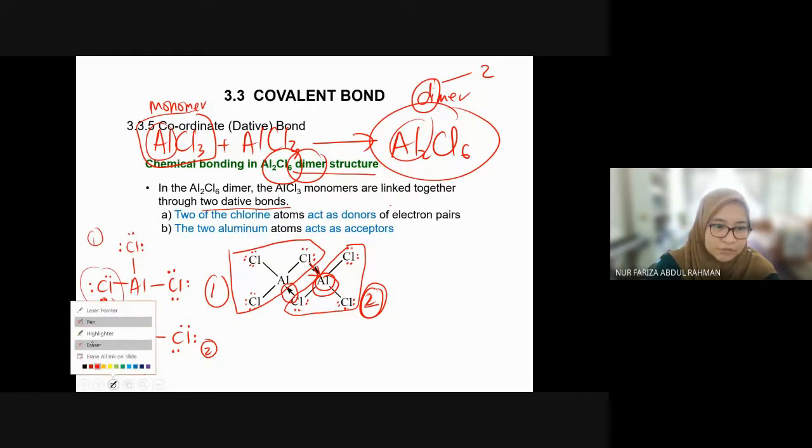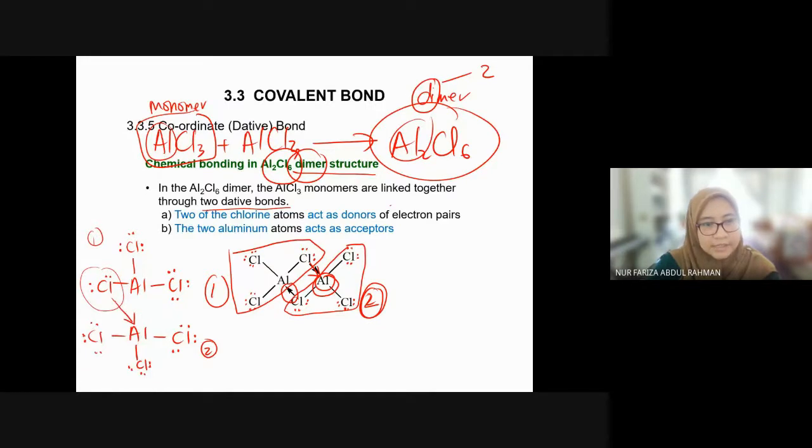Okay, padam lah elok-elok sikit. Padam. Jangan ada dah, sebab dia dah digunakan. It has been transformed. Okay, alright. So this is the dative bond, the first dative bond.